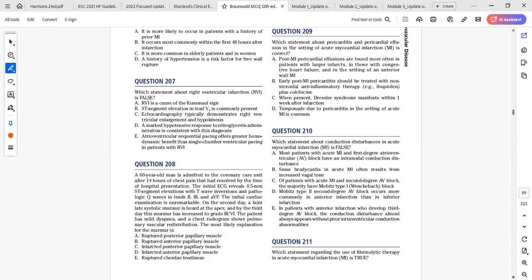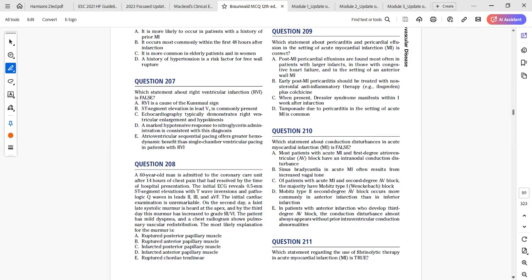Okay. I'll go to 209. Which statement about pericarditis and pericardial effusion in the setting of acute MI is correct? A, post-MI pericardial effusions are found most often in patients with large infarcts, in those with congestive heart failure, and in the setting of an anterior wall MI.